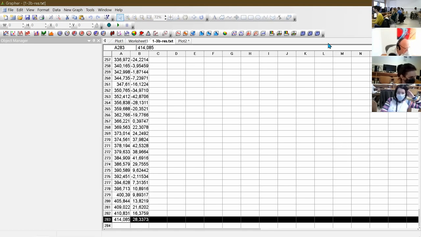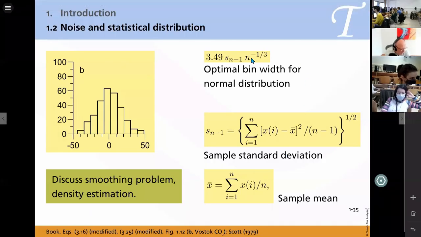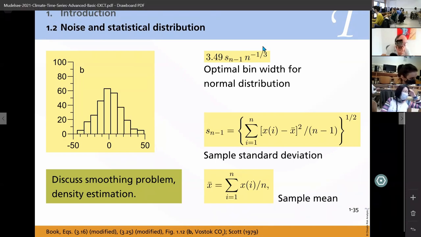Okay, so back to the lecture. Now I will calculate this expression, and I use my pocket calculator. Okay, 283 to the power of minus a third.